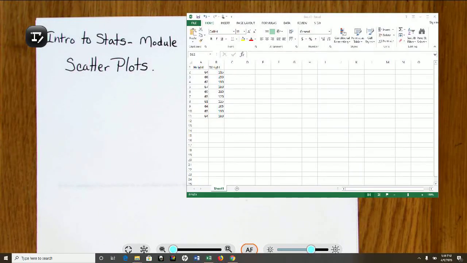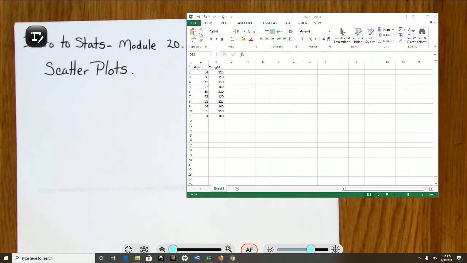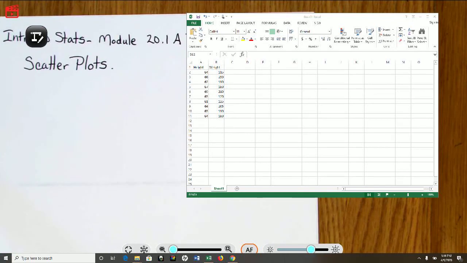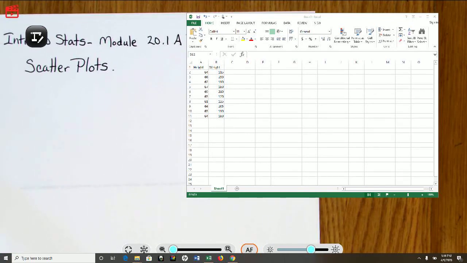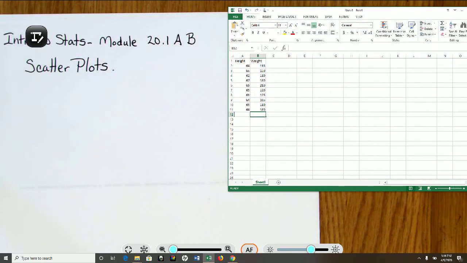Hello everyone. Today we are going to be talking about scatter plots. So I'm going to move this guy so we can see it.